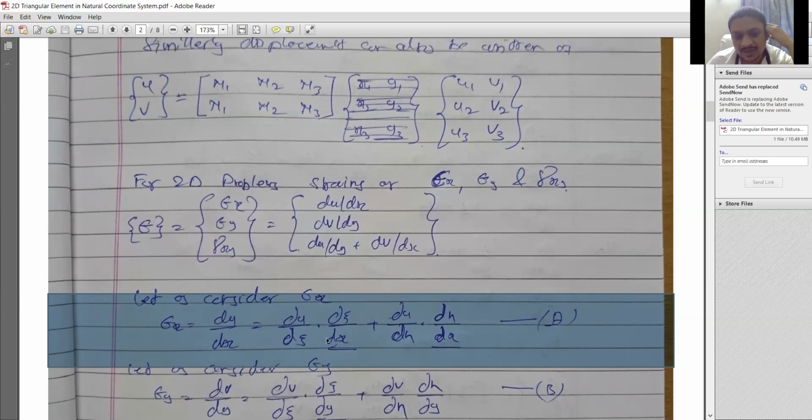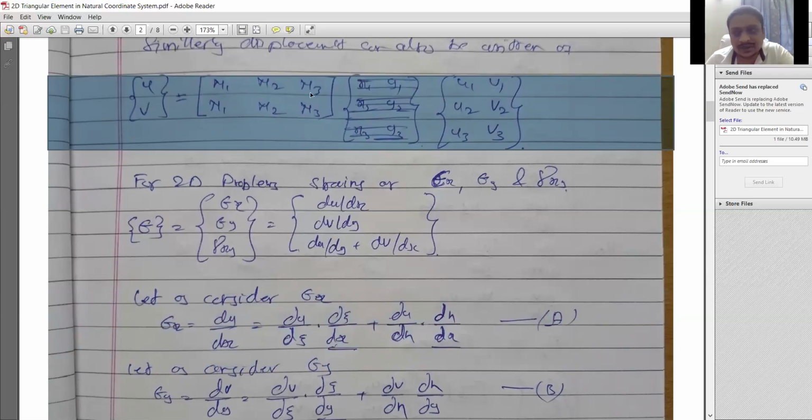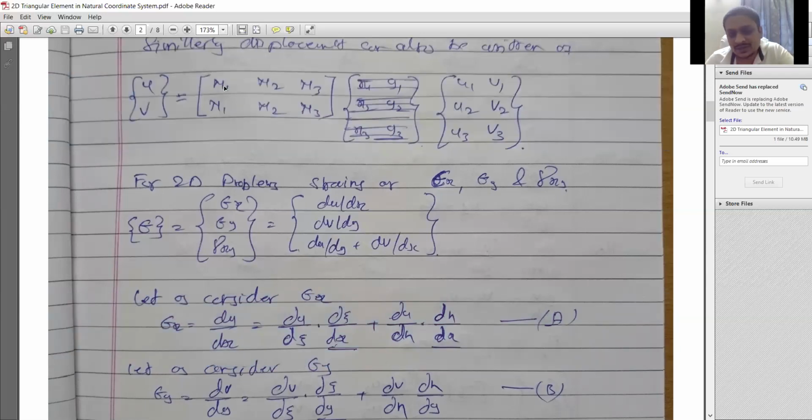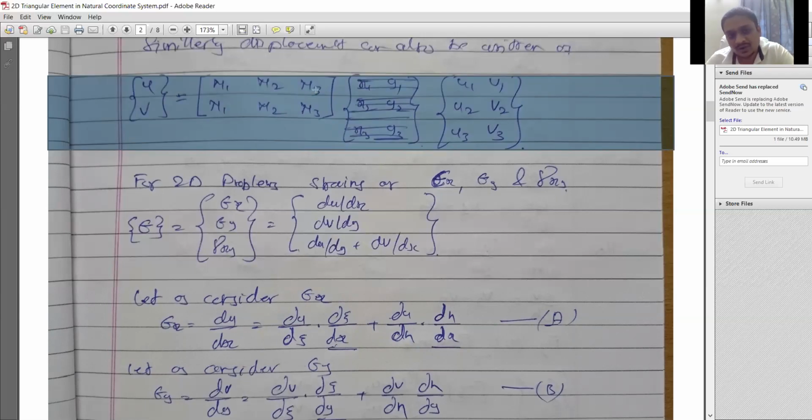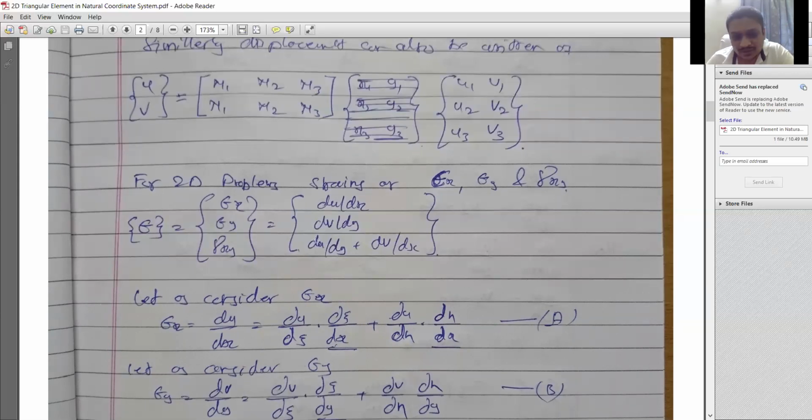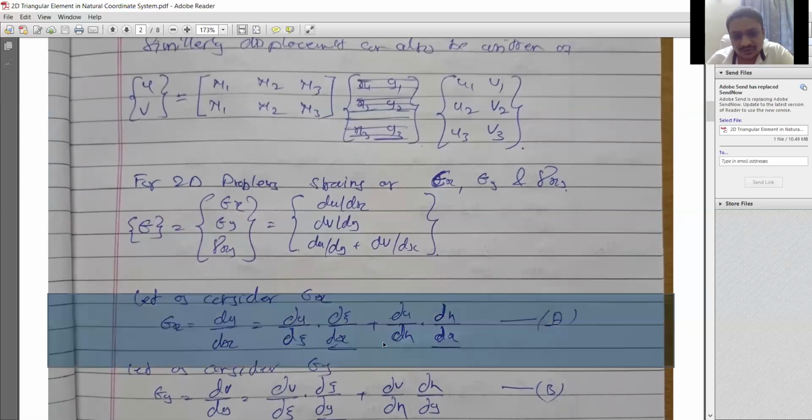Now it can be replaced by del u by del xi multiplied by del xi by dx, and here eta will also come into the picture because this is a 2D problem, and your u is N1 u1, N2 u2, N3 u3. So N1 is basically your xi, your N2 is nothing but your eta, whereas your N3 is 1 minus xi minus eta, both the terms are there. So in this particular case also we have to go for du by dx. It will be replaced by du by d eta multiplied by d eta by dx. So now we will have two components.